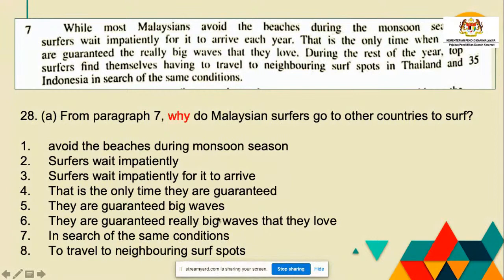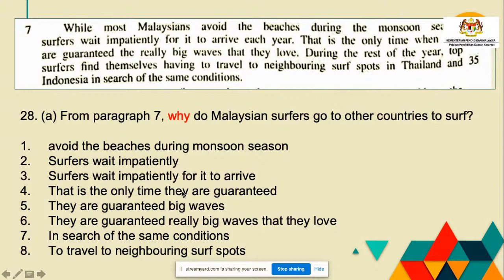What about number seven? In search of the same conditions. Condition apa? So this number seven is unclear. So remember, bila unclear je, memang jawapan tidak akan diterima. Walaupun you jawab dalam bentuk phrases, walaupun you jawab dalam bentuk fragment, tapi jawapan tu mesti betul. Idea must come true. Itulah keyword untuk reading comprehension. Idea must come true. Okay. Alright.